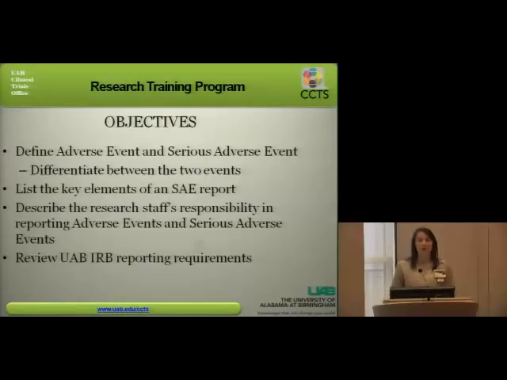So first we're going to go over the objectives. They are to define adverse event and serious adverse event, differentiate between the two events, list the key elements of an SAE report, describe the research staff's responsibility in reporting adverse events and serious adverse events, and review UAB IRB reporting requirements.